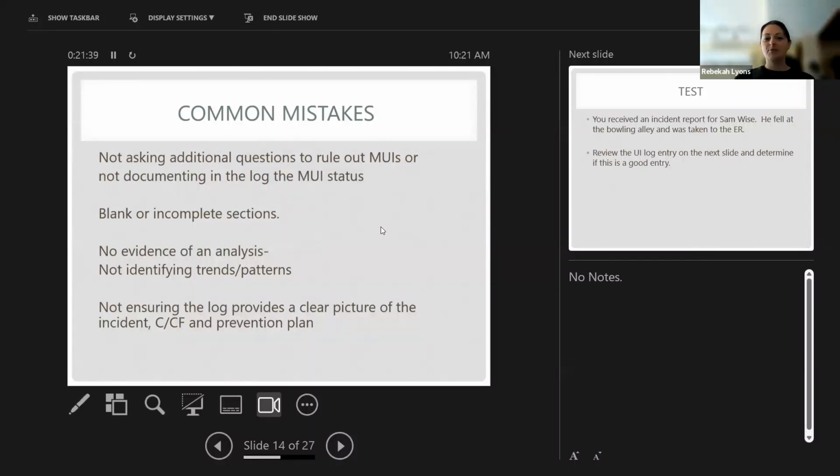Anytime that you do send something over for review and we rule it out, it's good to put that on your UI log too, and on your incident report. That helps when the state comes down to do your analysis and your reviews. They'll be able to see that clearly. They won't have to ask you for follow-up. I see a lot of blanks, incomplete sections.